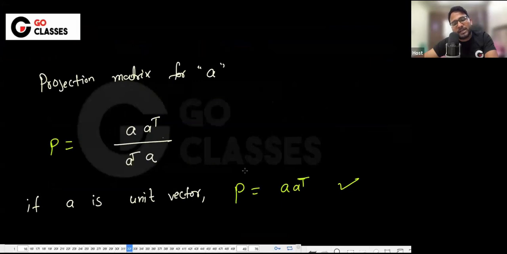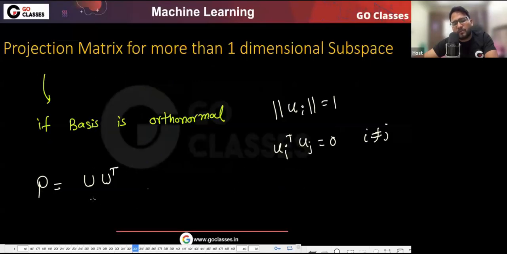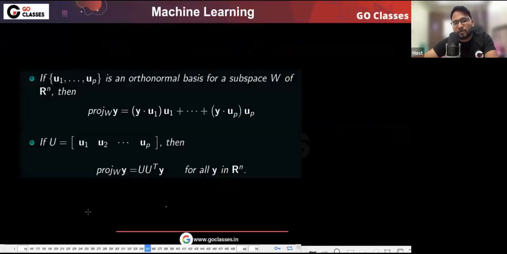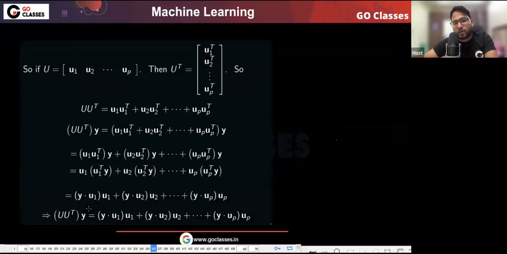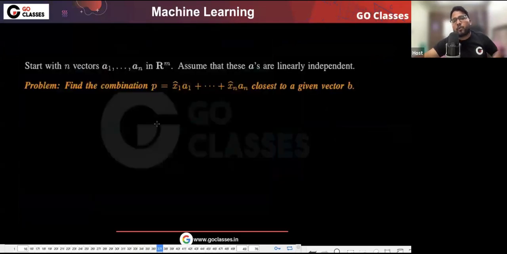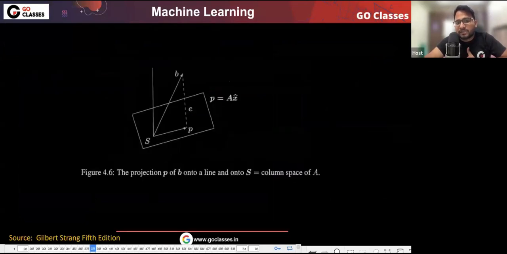So it is just like the previous case. I'm not proving it because it will be just a repeating of the same thing. But yes, if this is orthonormal, then this is U U transpose. But what if the basis is not orthonormal? Can we have the projection matrix still? This is just a last detour. The answer is yes. Let's see how.